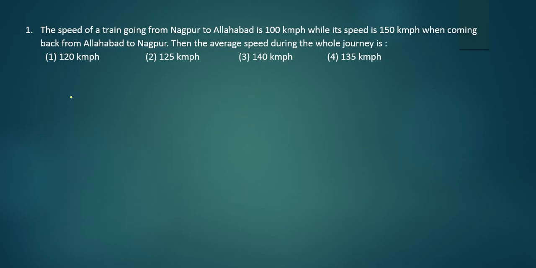Now the third question in this model. The speed of a train going from Nagpur to Allahabad is 100 km per hour, while its speed is 150 km per hour while coming from Allahabad to Nagpur. Then the average speed of the journey is? What is the simple method I said? This is d. Okay. The total distance traveled will be 2d. Time taken is how much?